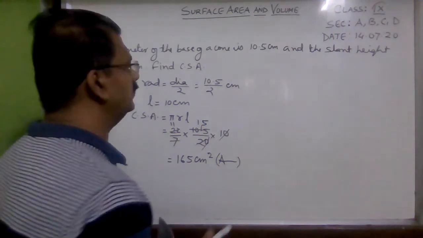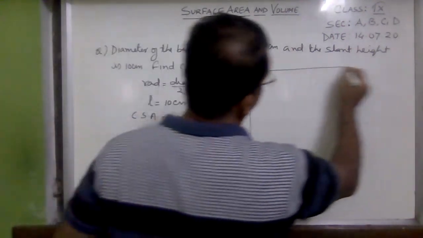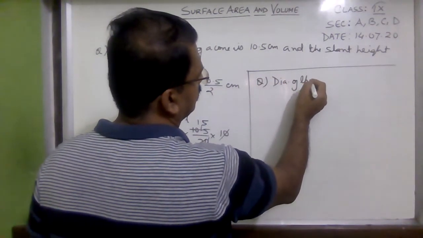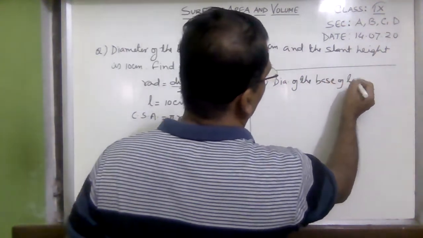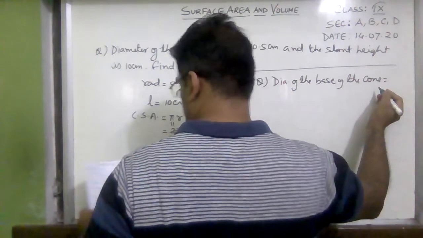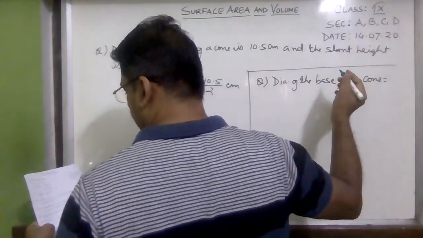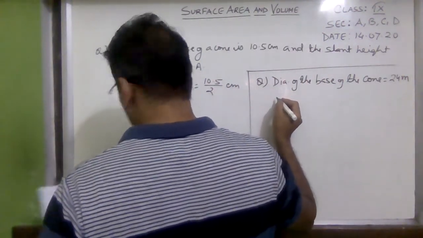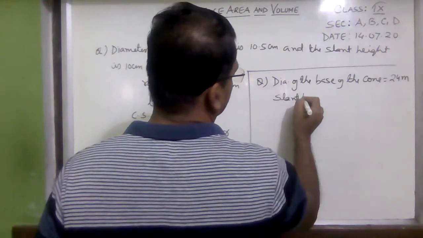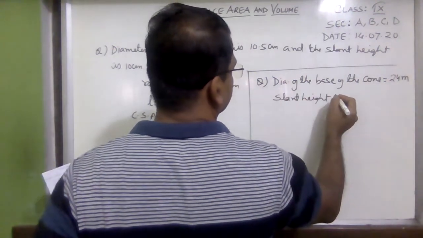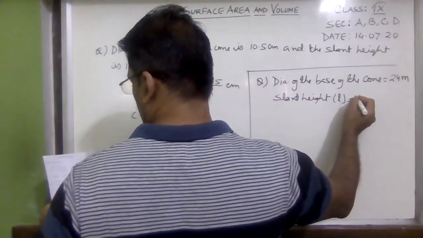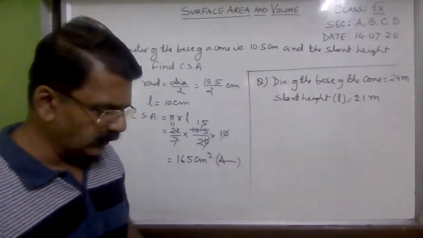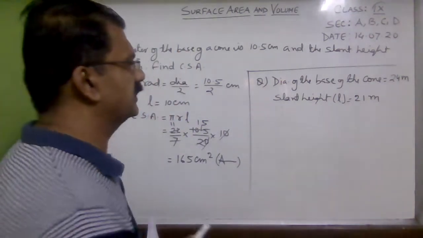Okay, next question. Diameter of the base of the cone is given 24 meter and slant height is given 21 meter. The slant height is given 21 meter and you have to find the total surface area.